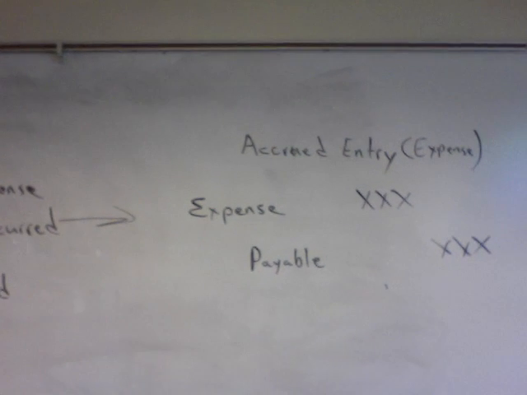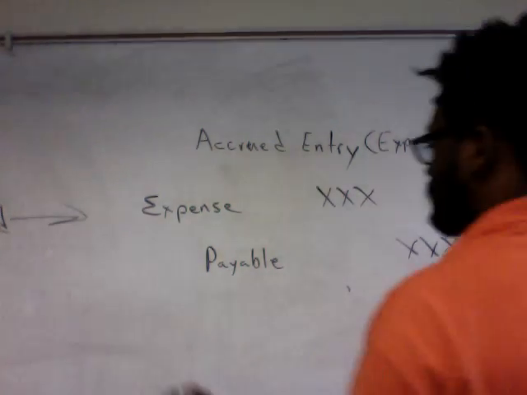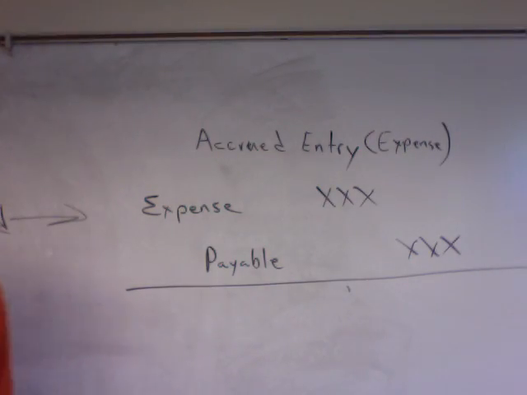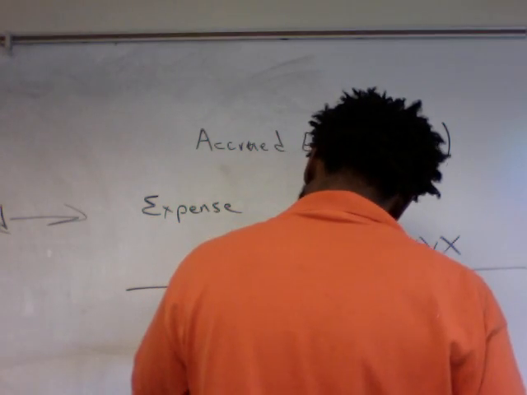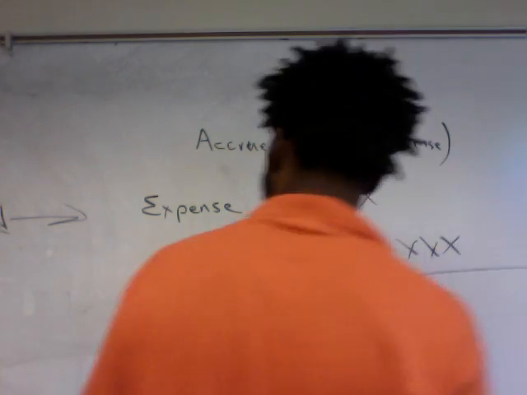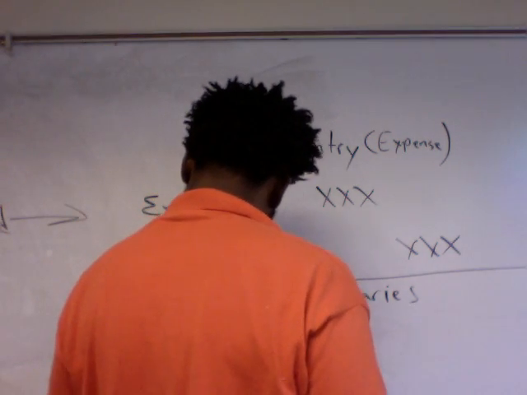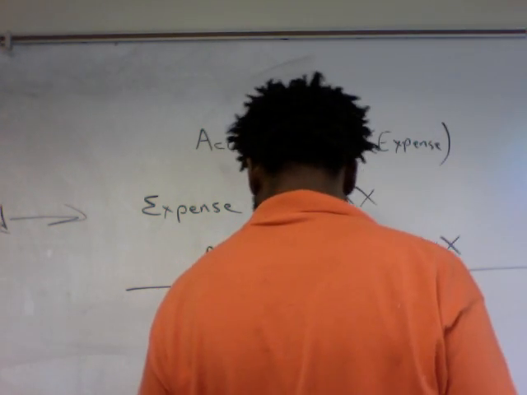So anytime that you have an accrued expense, your entry is always going to be a debit to an expense and a credit to a payable. Because by definition, that explains what an accrued expense is. So, for example, if you have to make an accrued salaries entry, because salaries is an expense. How would we journalize accrued salaries? We would debit an expense and credit a payable. What kind of expense? Salaries expense. What kind of payable? Salaries payable.